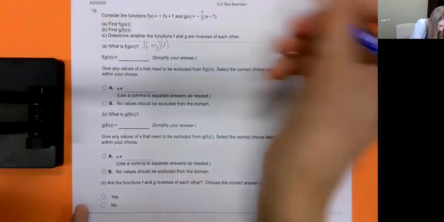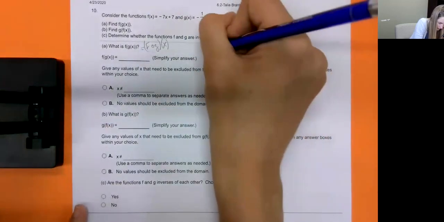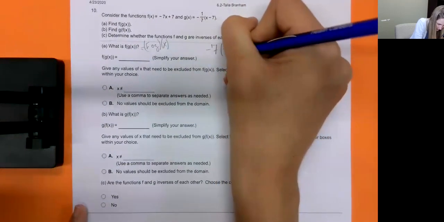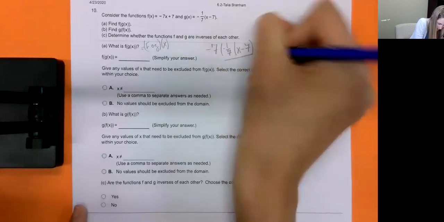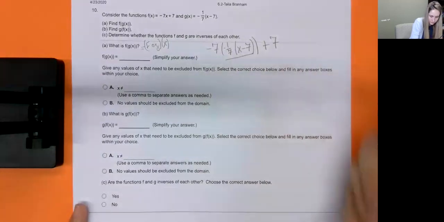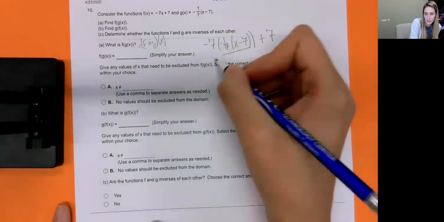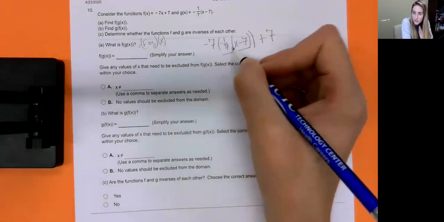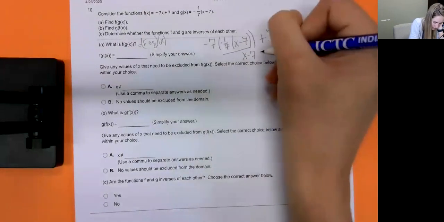So let's go ahead and do that. I'm going to substitute the g function into my f function. So I have negative 7 times negative 1/7 x subtract 7, and that was all the g. So I'll close that and add 7 on the outside. So negative 7 times negative 1/7, a negative times a negative is positive, and then 7 divided by 7 would be 1. So we're going to be left with our x subtract 7 here.